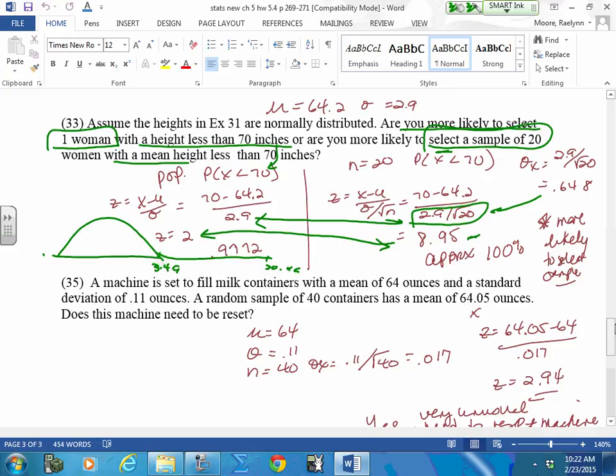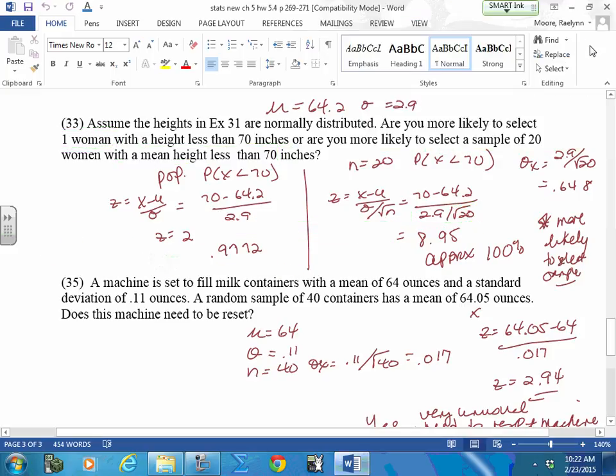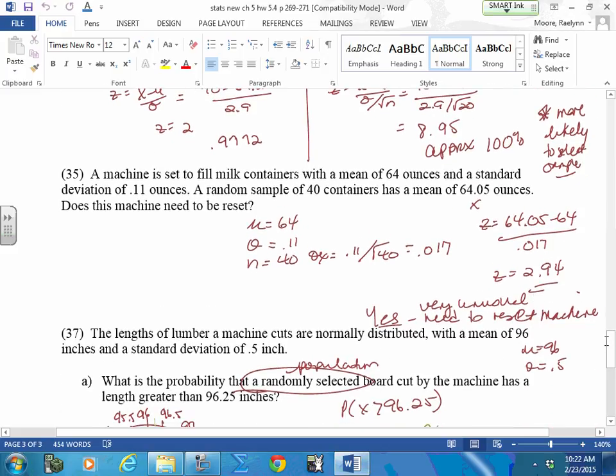Number 35 was a good question in the way they asked it. They asked, is this unusual? I have a machine that fills milk containers. I have a mean of 64 ounces and a standard deviation of 0.11 ounces. I don't want to lose money and give them more than they're paying for, right? And I don't want to cheat anybody by giving them less than they're paying for. So I want them to stay within a certain range. Obviously, I might not hit 64 ounces every time I fill this bottle, but I want to be within a range to say this is okay.